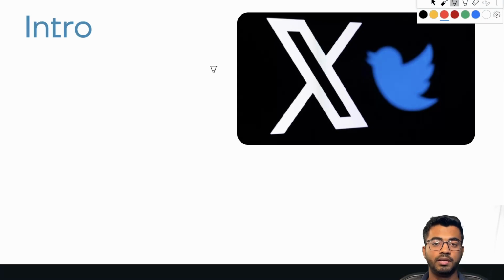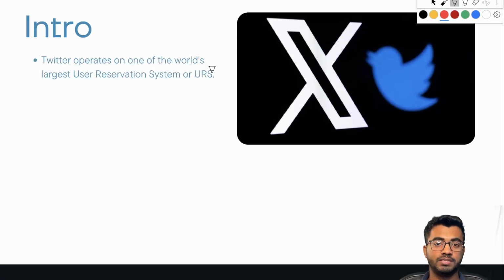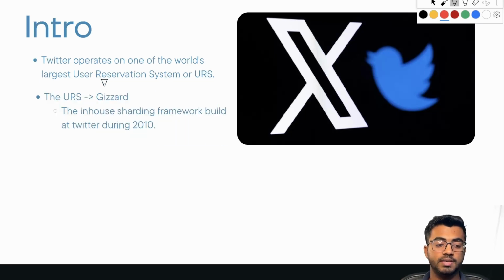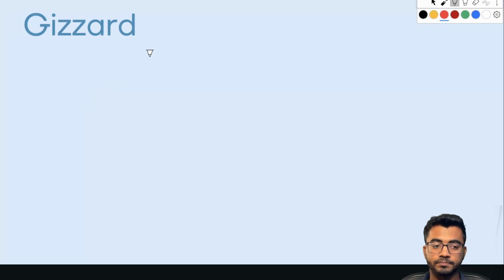So Twitter receives a huge amount of read requests into its user database because Twitter operates one of the world's largest user reservation systems, otherwise known as URS. The URS is currently managed by something called Gizzard. Gizzard is an in-house sharding framework built by Twitter in 2010. Don't worry if you don't know about Gizzard, we'll discuss it in depth in a short.